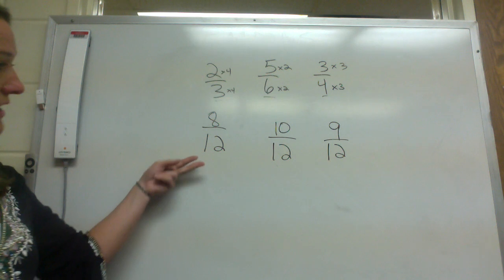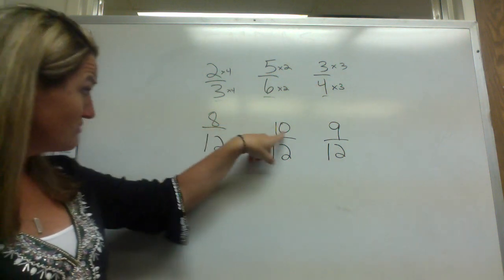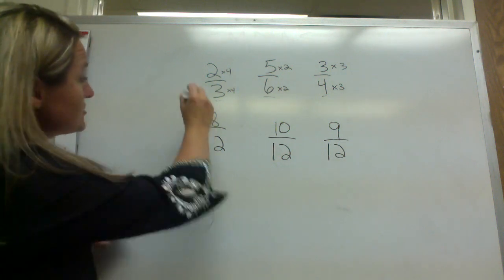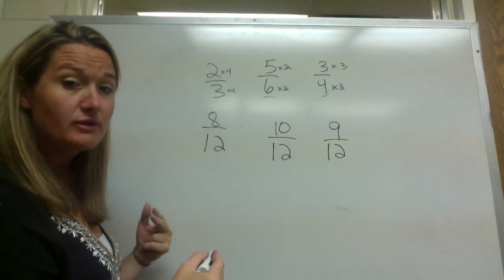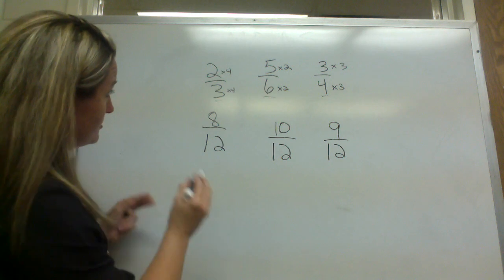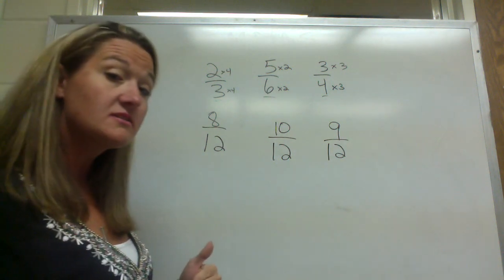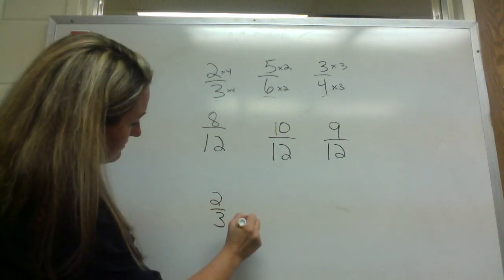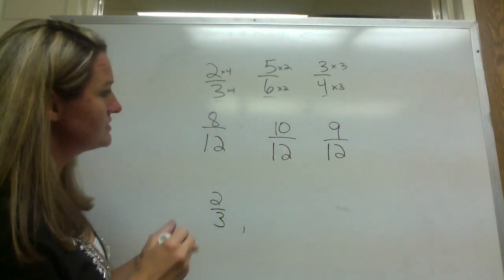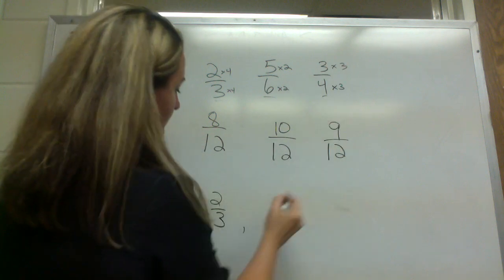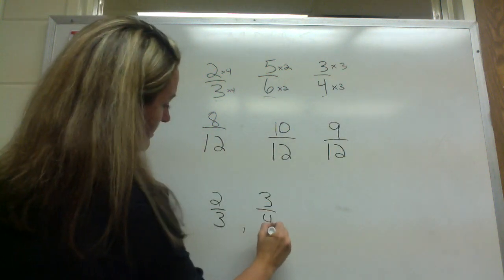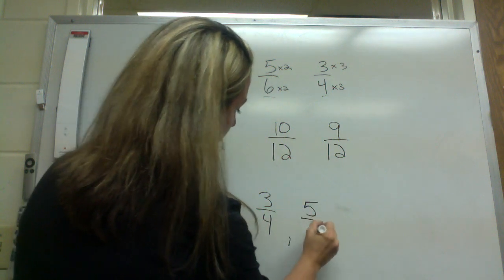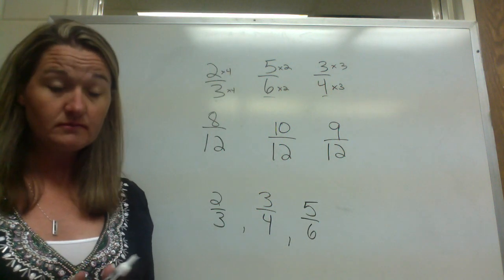Now I can compare. Now I'm really just looking at the numbers on the top, saying 8's the smallest, 9's the next smallest. But I'm going to go ahead and rewrite it using the original fractions. So ordering from least to greatest, I'm going to start with the 2/3. And then which one's the next bigger? That would be the 3/4. And then the last one would be the 5/6. And I've ordered them. Good luck.